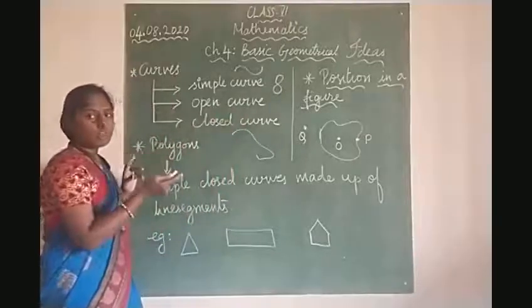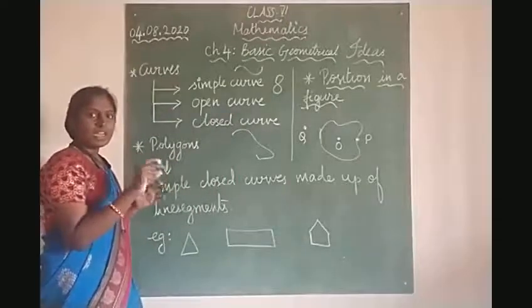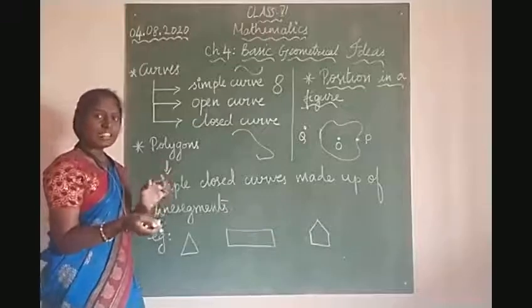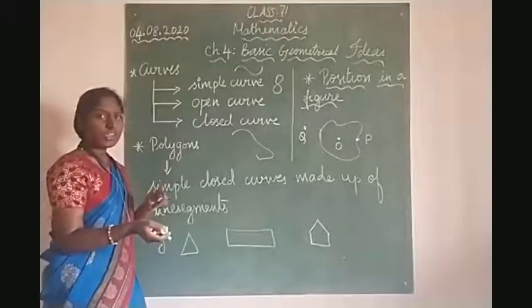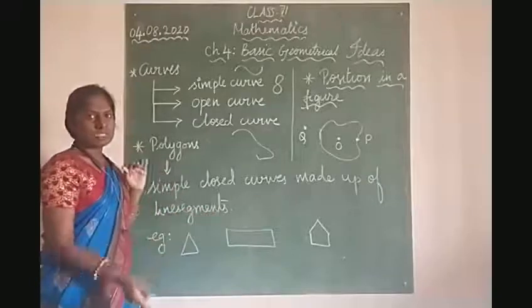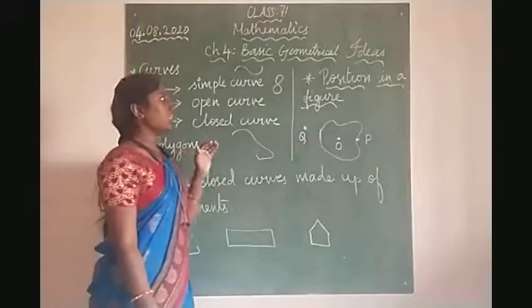In the same way, open curve. What is an open curve? An open curve is nothing but a figure having a different ending point and starting point. If a figure has its ending point and starting point at the same point, then it is known as a closed figure. You all know all these basic concepts, right? Then we are going to learn about position in a figure.